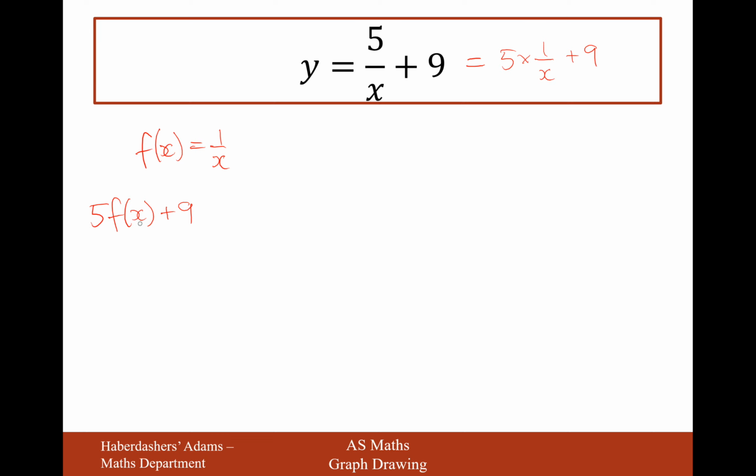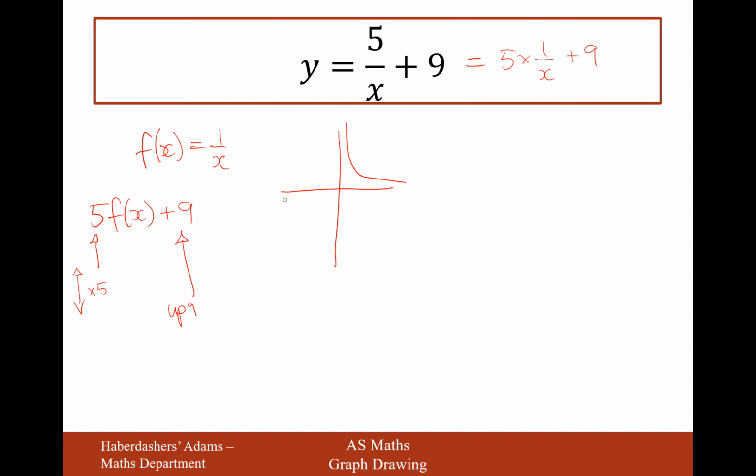So both of these transformations are outside the brackets. That means the order that we transform these in does matter. So 5 is going to be first, because that's multiply, and then add will come second. 5 being the multiply will stretch it up by a scale factor 5, and then this one here will move it up by 9. So let's just do it in separate stages here.